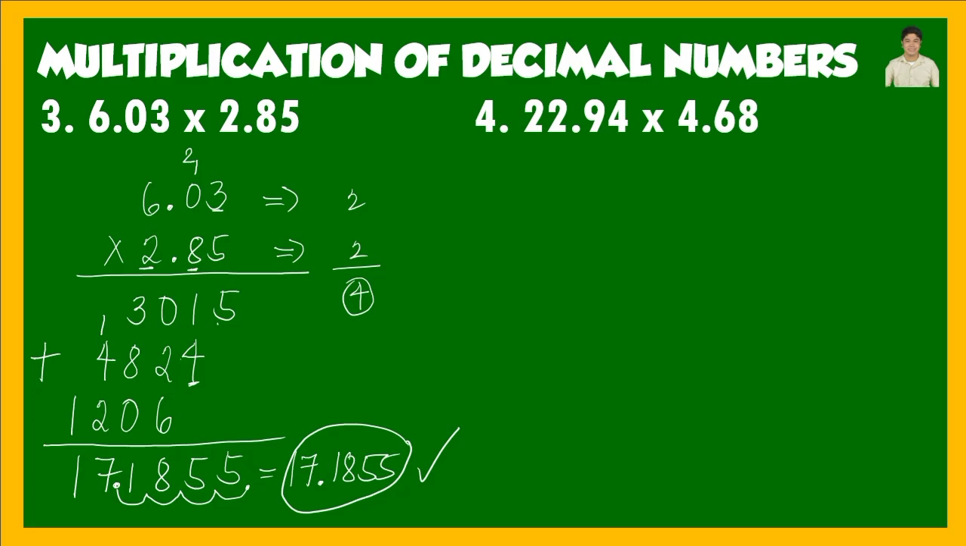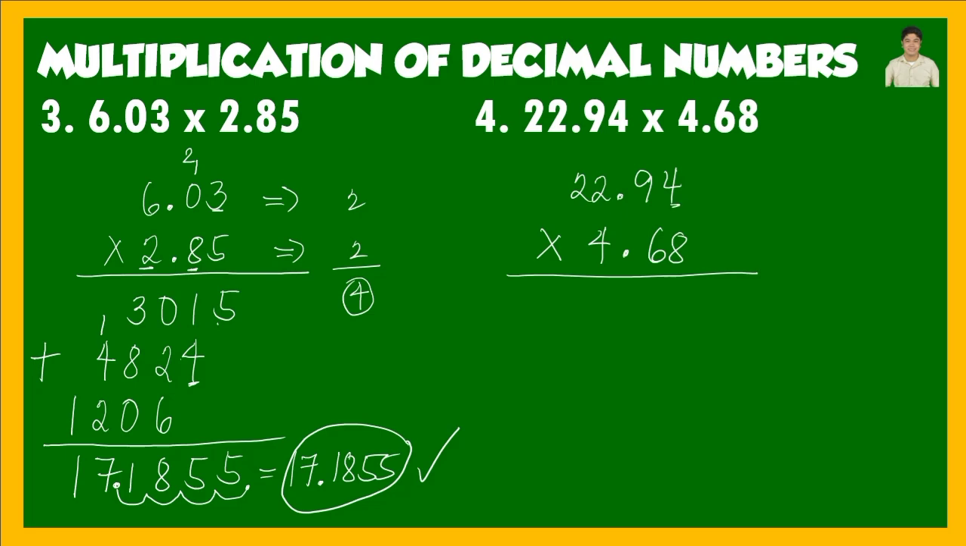Next, we have 22.94 times 4.68 or 22 and 94 hundredths times 4 and 68 hundredths. First step, write the factors or the decimals in vertical form. So 22.94 times 4.68. And then we multiply just like whole numbers.